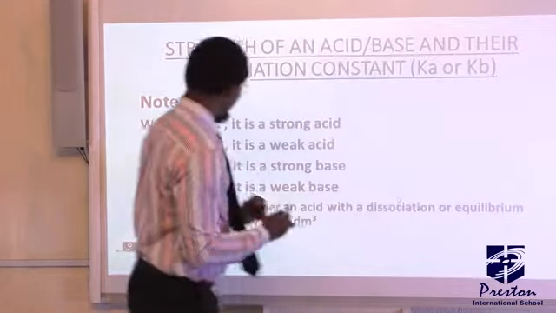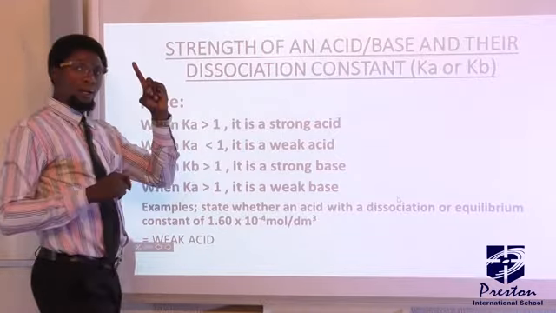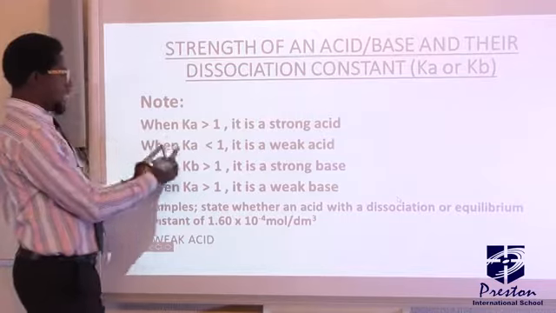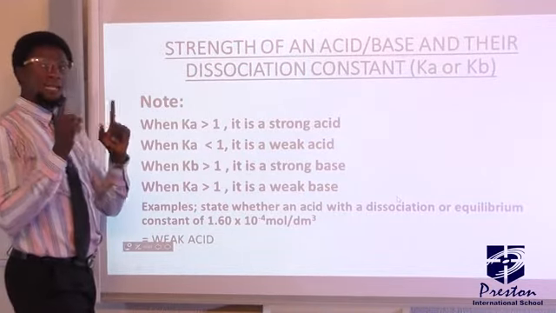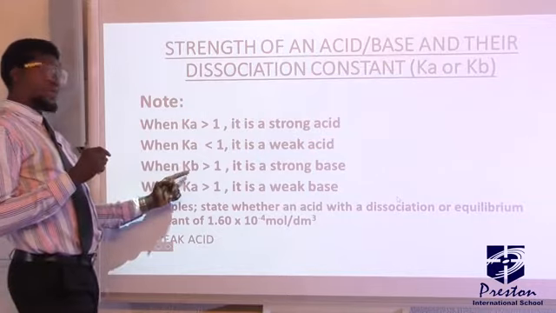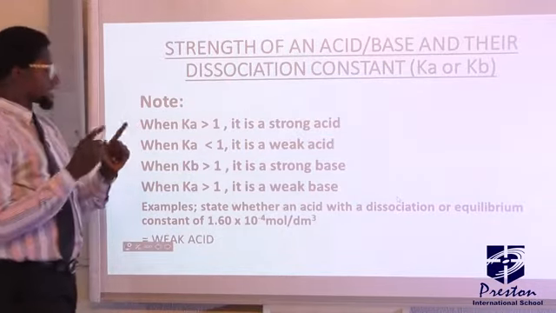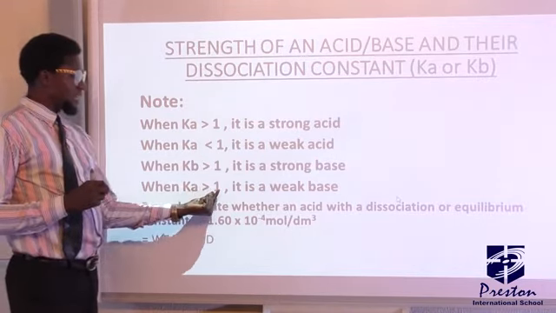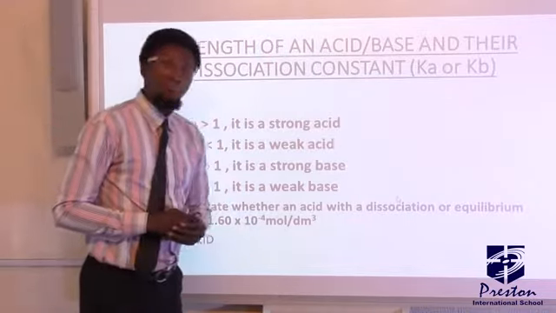Kb. So anytime your Ka is greater than 1, that means such acid is a strong acid. When your Ka is less than 1, such acid is a weak acid. When your Kb, that is for base now, is greater than 1, it is a strong base. While when Kb is less than 1, it is a weak base.